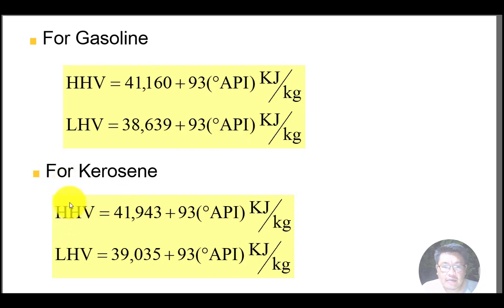Now for kerosene, the higher heating value will be 41,943 plus 0.93 times the degree API, with the unit of kilojoule per kilogram. For the lower heating value, that will be 39,035 plus 93 times the degree API. Again, the unit will be kilojoule per kilogram.